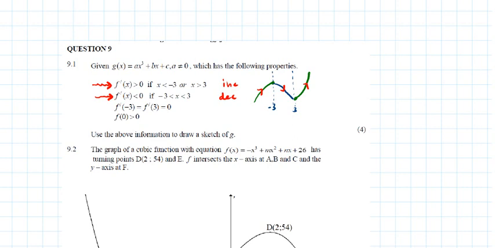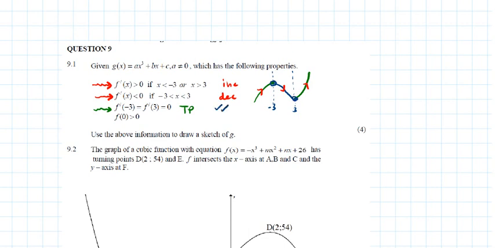And then the third information is actually nothing different. That means we have turning points, because first derivative 0 is turning points. We already mentioned that. You see there's a turning point at -3. There's a turning point at 3. Do we know the y coordinates? No. It doesn't really matter.